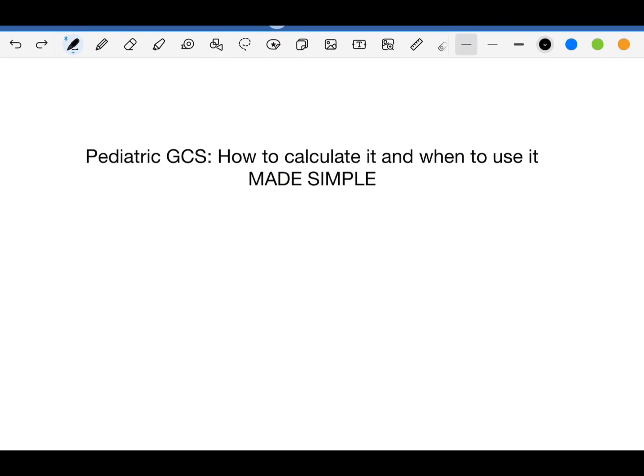Today's going to be a short one, but I think it's important. What we will be discussing is Pediatric GCS, or the Glasgow Coma Scale, how to calculate it, and when to use it. And of course, we're going to make it simple.